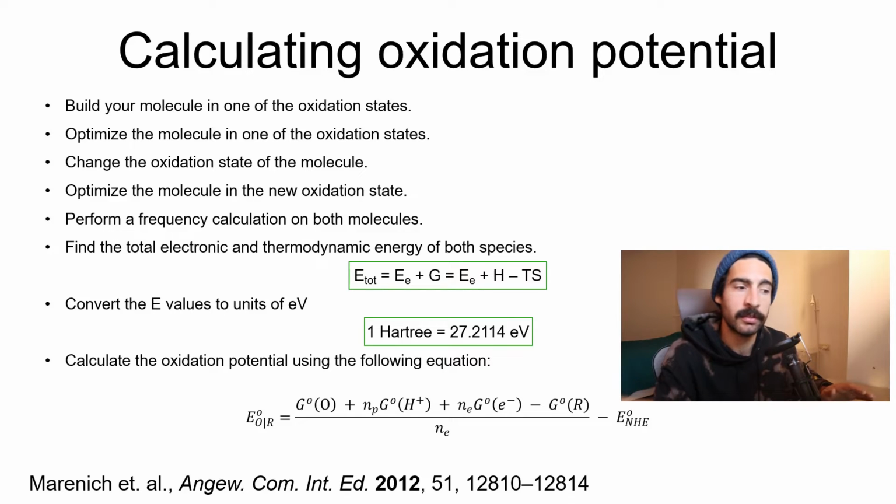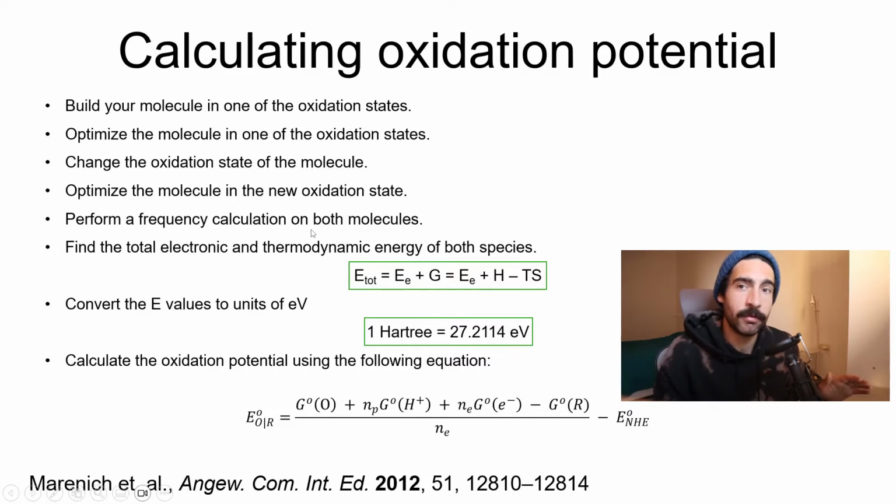You don't want to use the same geometry, because the oxidation state of your molecule is going to change how the geometry is optimized. So you want to optimize it in both oxidation states. And then once you have the optimized geometry for both oxidation states, you can perform a frequency calculation on both of those molecules. And from there, again, calculate the total energy using the electronic energy and the Gibbs free energy.